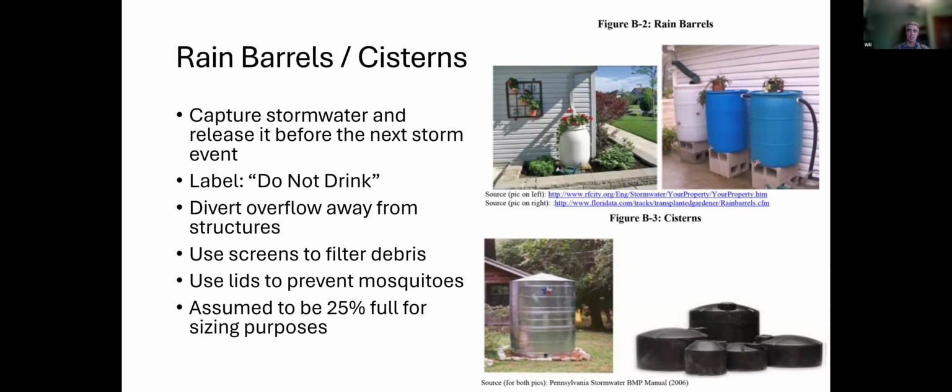A couple requirements if you want to use rain barrels as a BMP. They're supposed to be labeled as non-potable, right? You don't want anybody drinking this water. You have to provide an overflow point.